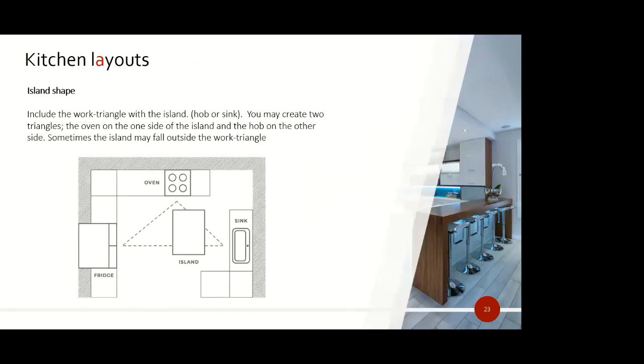Next, we look at the island shape. Now, the island shape can also be combined with any of the other layouts, where you basically just have an island layout with some cupboards placed more or less in the center of the room. You can also create two triangles in this part, where you can have, for example, the hob on the one side and the oven on the other side of the island. Sometimes it also can be that the island could fall outside the work triangle, again, depending on the space you have.